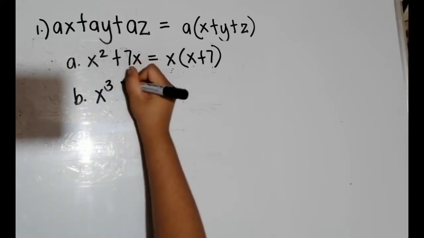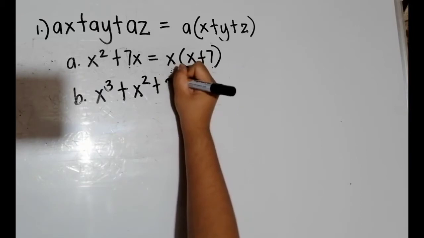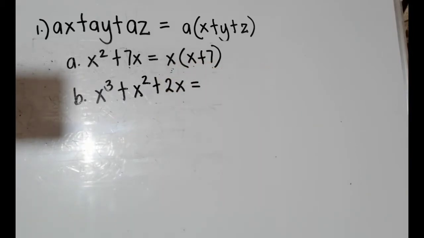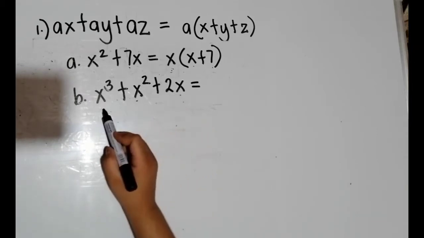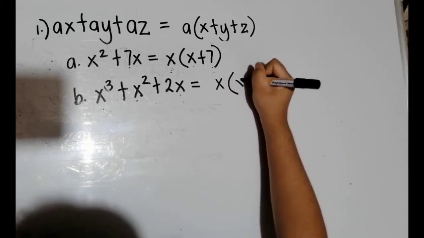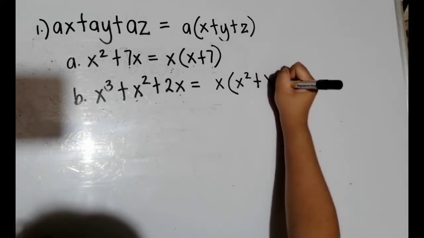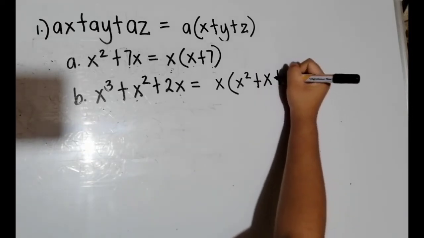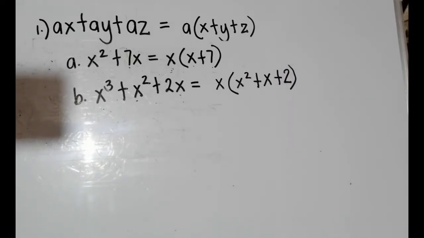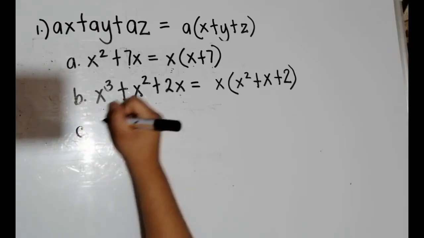Next example, we have x cubed plus x squared plus 2x. Again, the common factor with this one will be x. x cubed divided by x is x squared, plus x squared divided by x is x, plus 2x divided by x is 2. The factor form is x times x squared plus x plus 2.